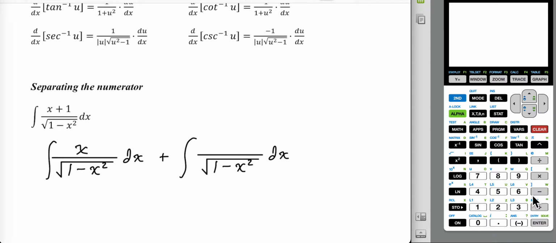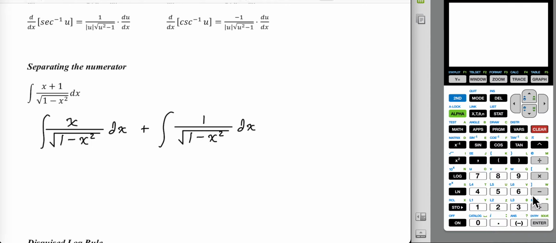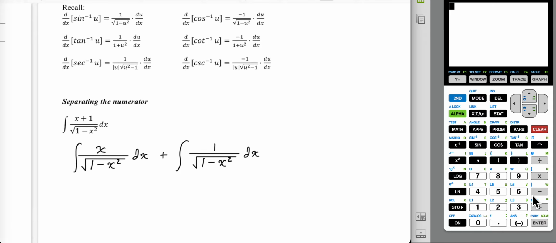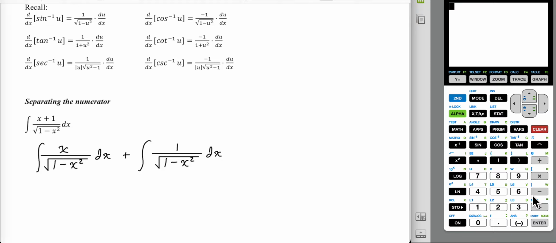Well, you're going to be relying on some rules, or techniques. The second integral is a rule, and you might recognize that up above. You see inverse sine as a derivative. That's 1 over the square root of 1 minus u squared times du dx. All right, so this follows that form.